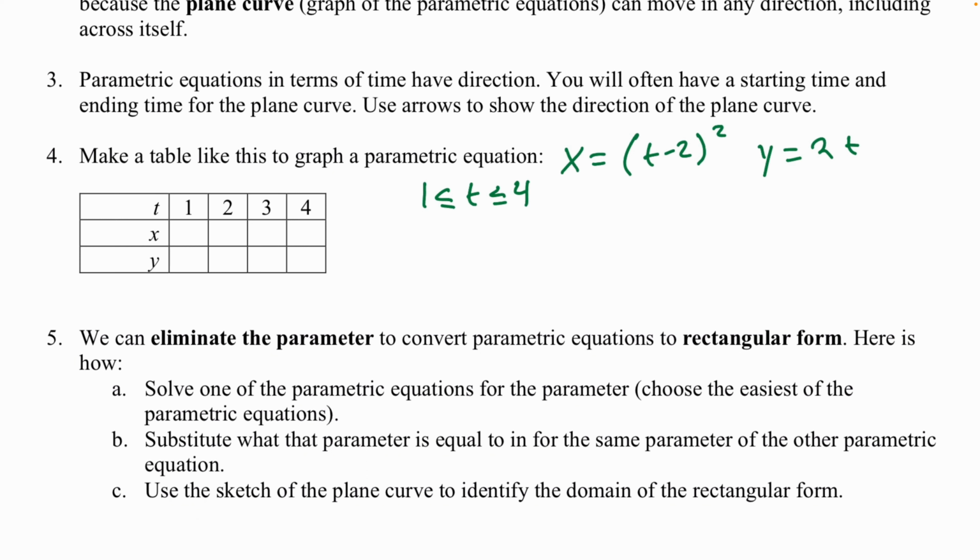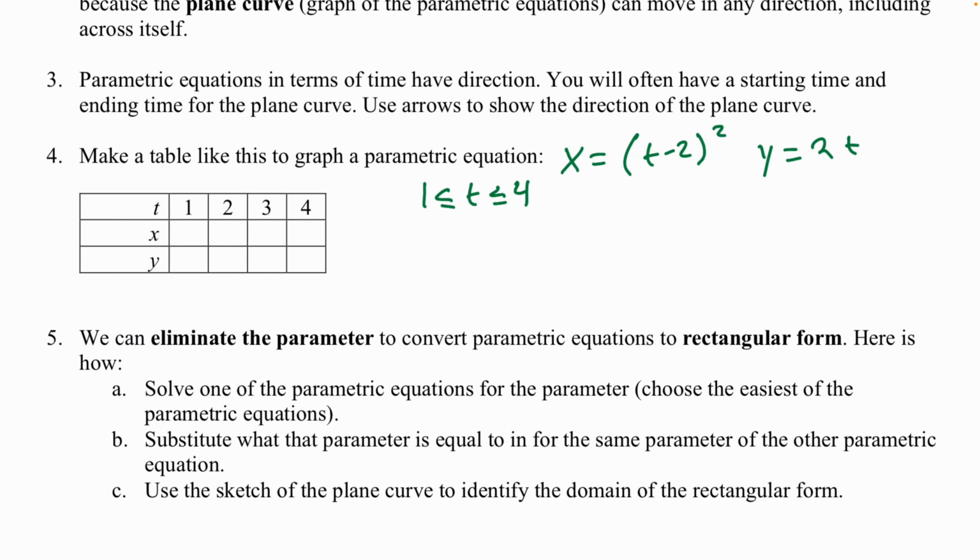The first thing we want to do, if we want to graph the plane curve that results from the parametric equations, is make a table of values. Our input is t, and we get separate outputs for x and y. So I'm going to plug 1 in for t in the x equation, then 2, then 3, then 4.